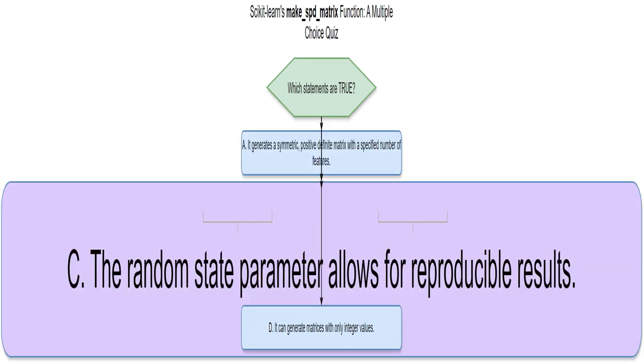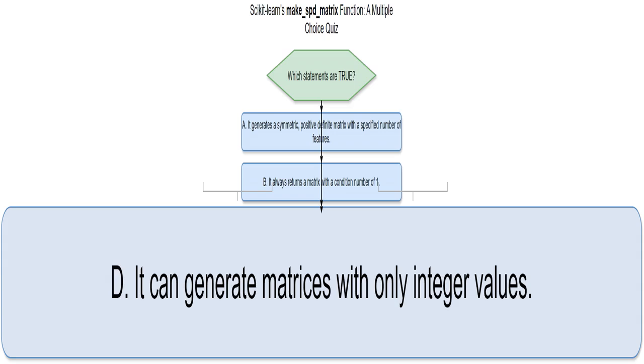That's right. The random_state parameter lets you set a seed for the random number generator. This means that if you use the same seed, you'll always get the same matrix. This is super useful for reproducing your experiments. Nope. By default, make_spd_matrix uses floating point numbers, not integers, when making the matrices.